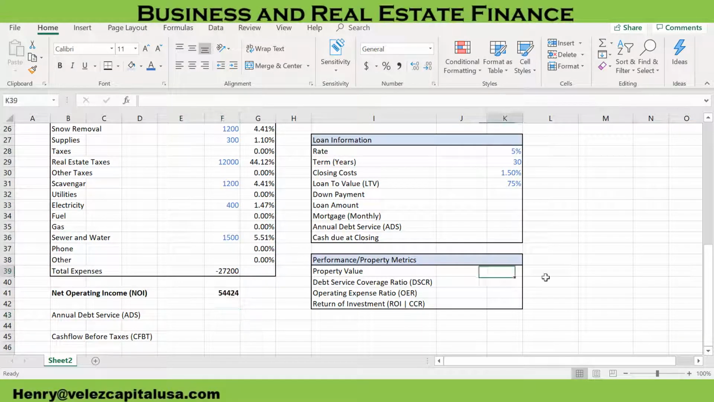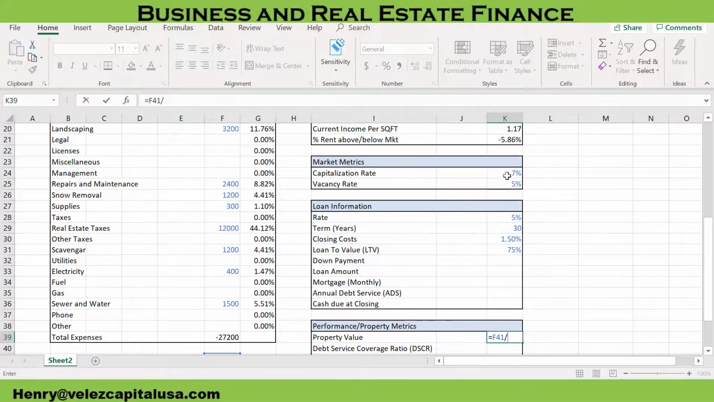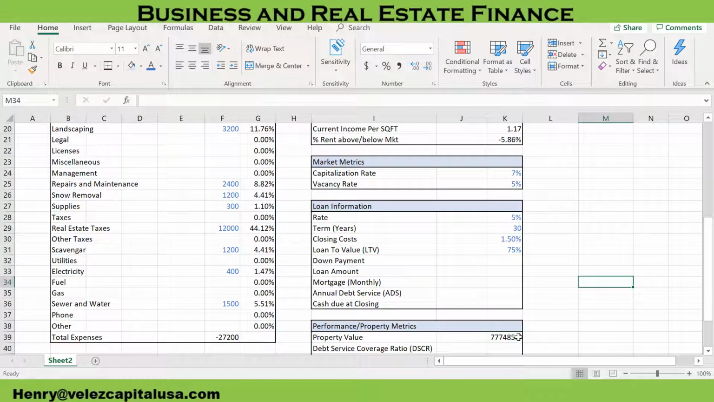Next, we're going to determine the property value off the net operating income. So the property value is the net operating income divided by the capitalization rate. So this is worth $777,000 according to this approach. The capitalization rate can change depending on the market. If it's a higher risk market, it determines that it needs a bigger return, so the value will drop.